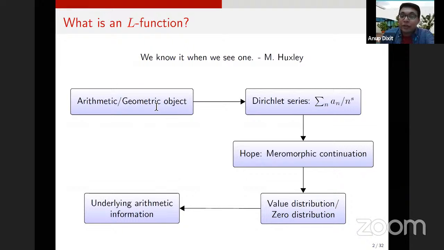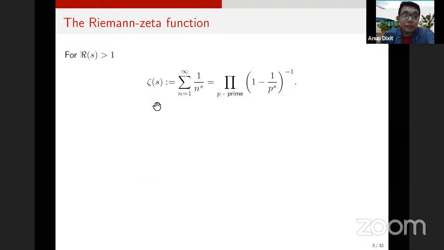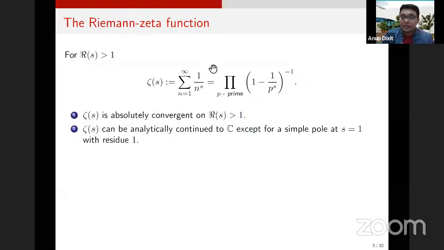Let me give you a typical example. A typical example of an L function is the Riemann zeta function, which is defined as the summation of 1 over n to the s, or this Euler product of (1 minus 1 over p to the s) inverse. This series or product is absolutely convergent on the region real part of s greater than 1. Going back to the earlier point, the underlying object here is just the natural numbers. This can be analytically continued to the whole complex plane except for a simple pole at s equals 1 with residue 1.